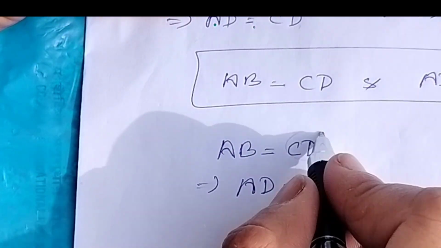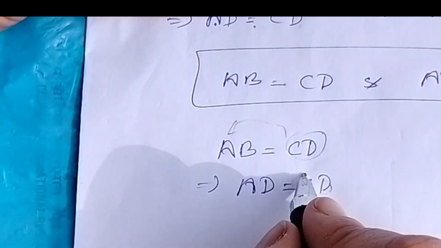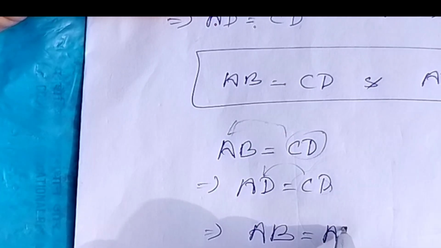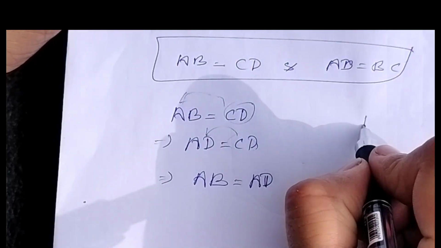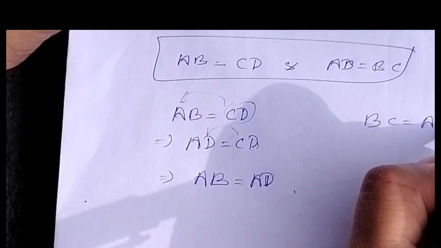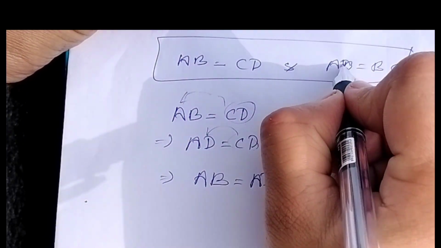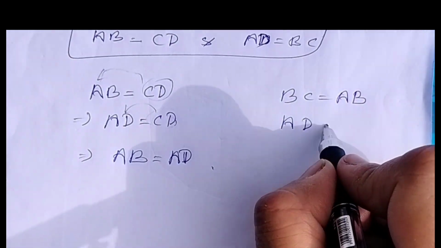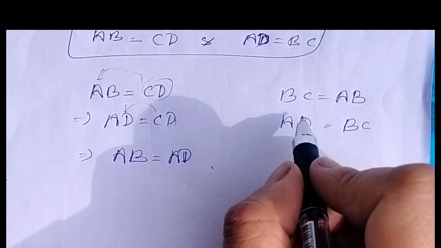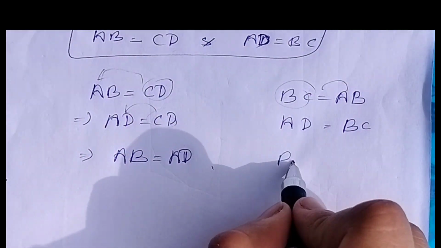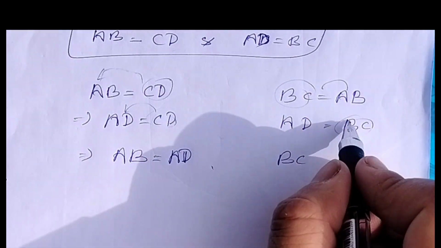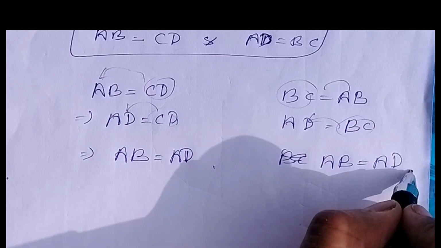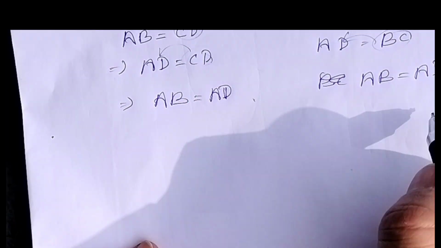So we can write, CD is also equal to AB and CD is also equal to AD, means we can write AB is also equal to AD. And similarly from here, BC is equal to AB, and we already know that AD is equal to BC. See here, BC is also equal to AB and BC is also equal to AD, means we can write AB is equal to AD. So we can see that AB is equal to AD.